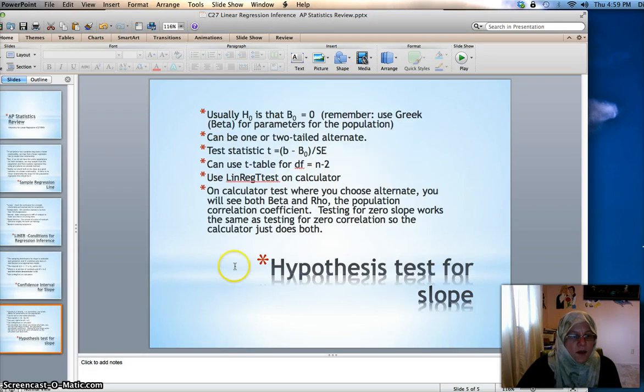And if we look at the hypothesis test, remember to use the Greek parameter notation, and that you can use the t-table to figure out the degrees of freedom in your test statistic. It's usually reported in the computer output though, okay? So that concludes our review of chapter 27.